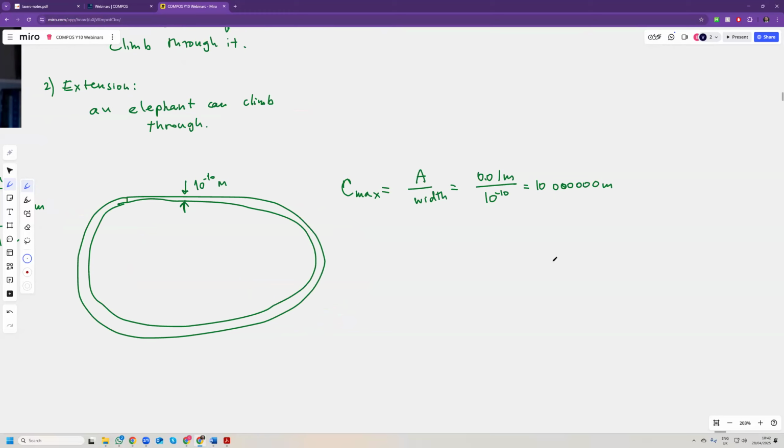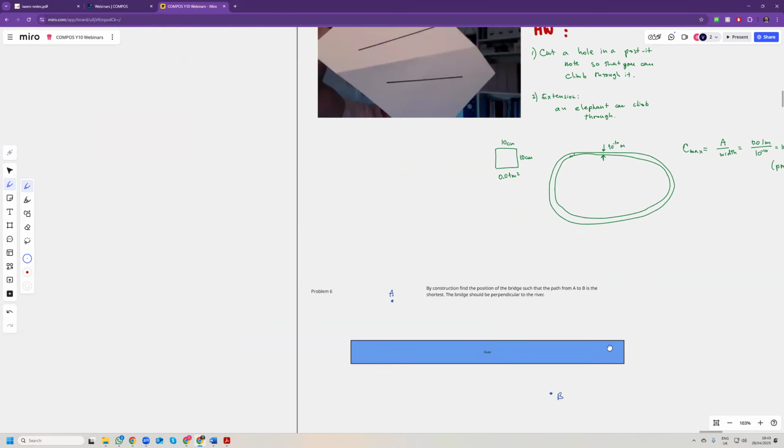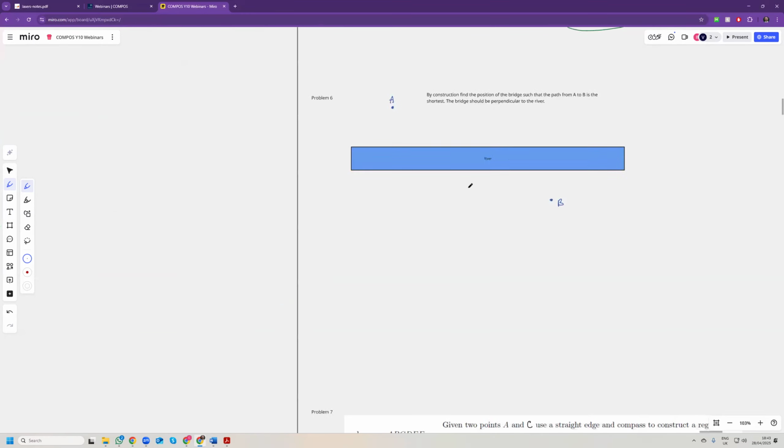Oh no, sorry. 10 million meters is only 10,000 kilometers. You wouldn't be able to fit the Earth in. I'm very sorry. You would probably fit the moon, just the moon, no Jupiter. Anyways, that's homework.